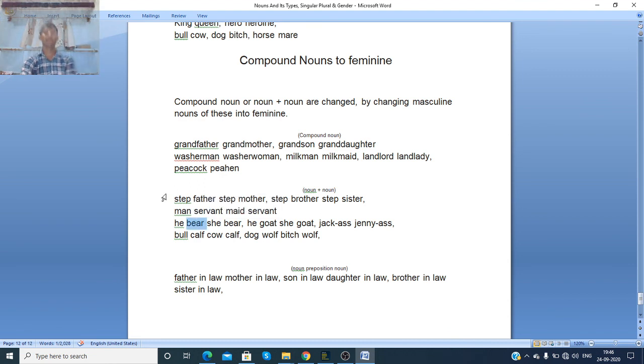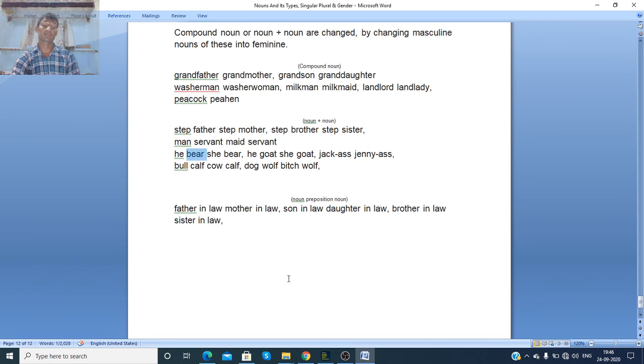So a step further we will go. The same thing will be the same. We will change the masculine noun. Stepfather, stepmother; stepbrother, stepsister; manservant, maidservant; he bear, she bear; he goat, she goat; jackass, jenny; bull calf, cow calf; dog wolf, bitch wolf. And the noun-preposition-noun form: father-in-law, mother-in-law, son-in-law, daughter-in-law, brother-in-law, sister-in-law.